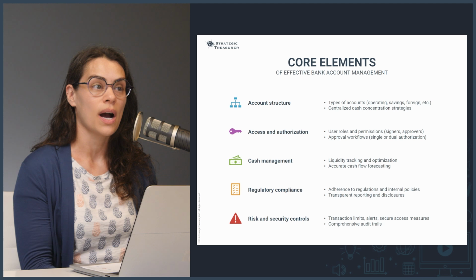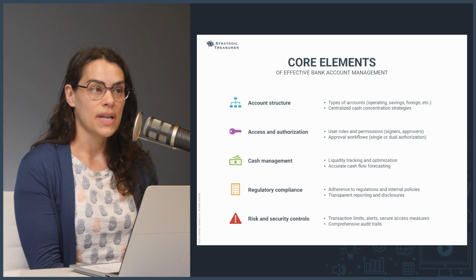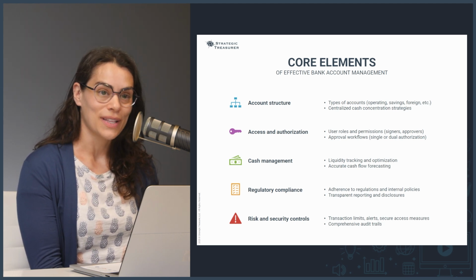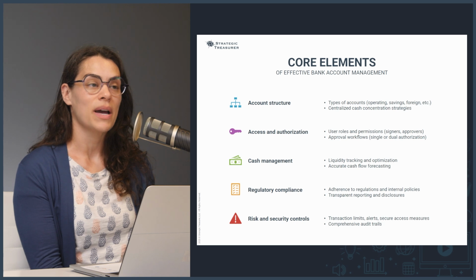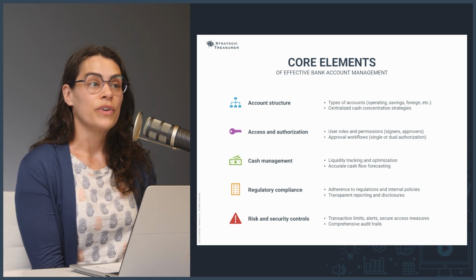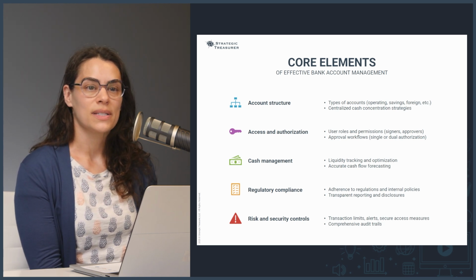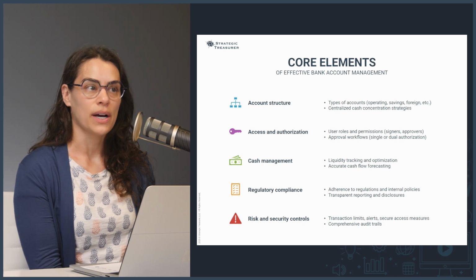And that's the same thing. The more complex and the more steps that you have, if you're downloading things and dumping them all into Excels, it might be time to consider moving towards some sort of bank account management system so that you can increase your accuracy there.